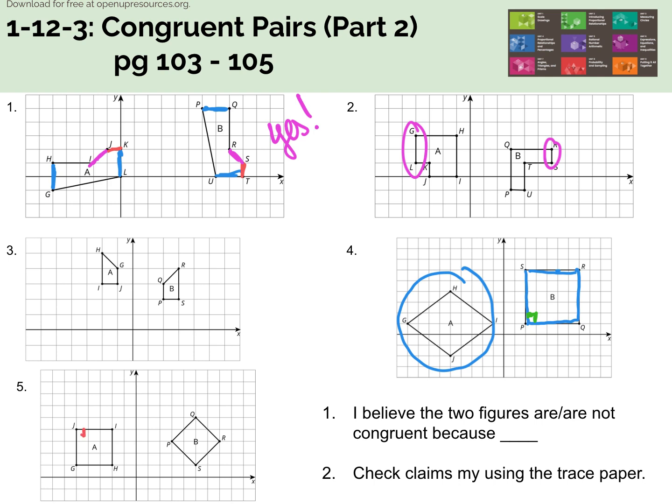So if we look at this one, this is 90 degrees. But if we look at this one over here, it's actually not 90 degrees. These two are not congruent. The one on the right-hand side is more of a squished square in a way. We can actually do that through trace paper if we can, and see if those ones are exactly the same. So not congruent.